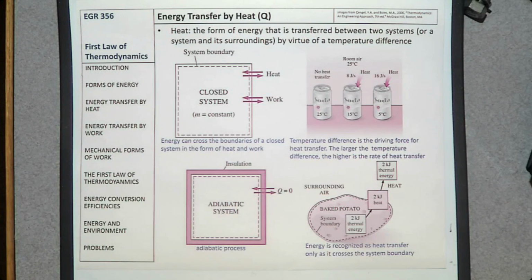Heat is the form of energy that is transferred between two systems or a system and its surroundings. What we are going to study is heat transfer between a system and its surroundings. And when there's a heat transfer, it means that there is a temperature difference, from a higher temperature point to a lower temperature point. When you touch something, you feel that it is cold. That means that it is at a lower temperature than your body. When you touch something and it is hot, that means that it is at a higher temperature than your skin.